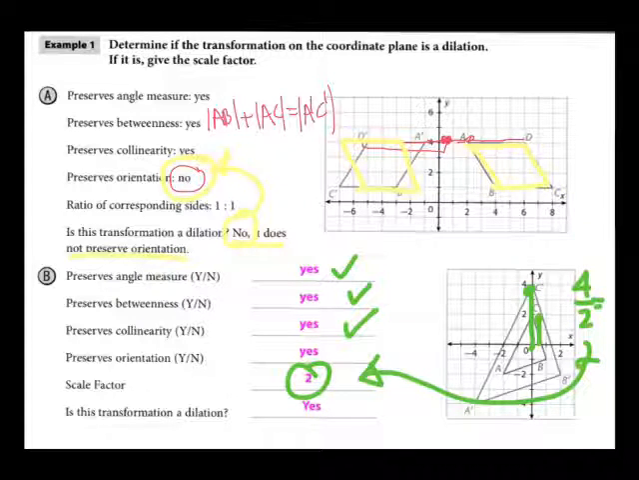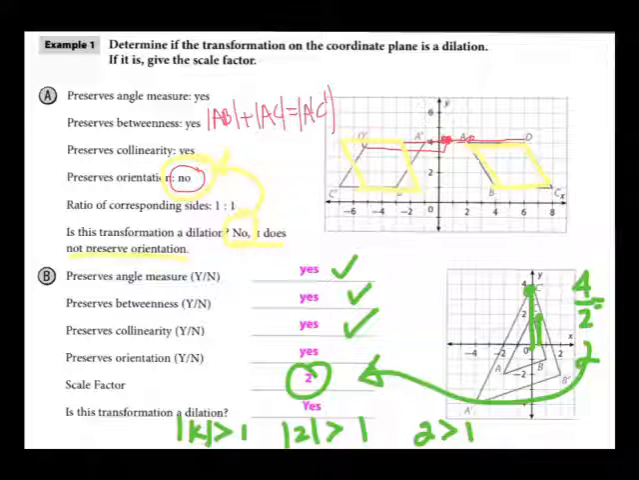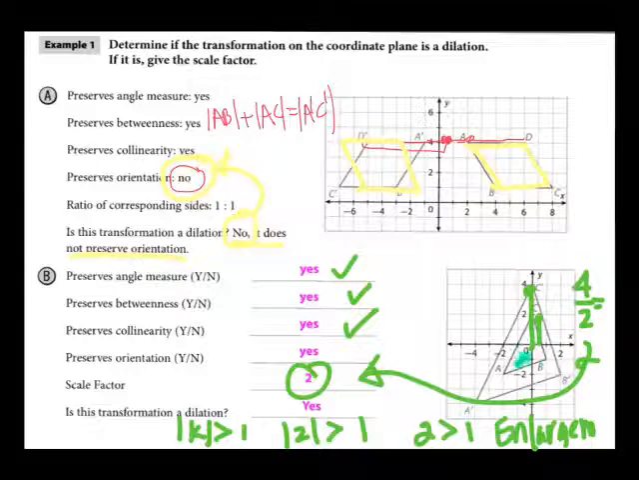Is this transformation a dilation? Yes. And in fact, since my K is greater than 1, or my K was 2, if I take the absolute value, it's greater than 1 because 2 is greater than 1. This is an enlargement. So that means we started off small and we got bigger. We started off with a small triangle in the center, and our dilation, which is an enlargement, made it much larger.